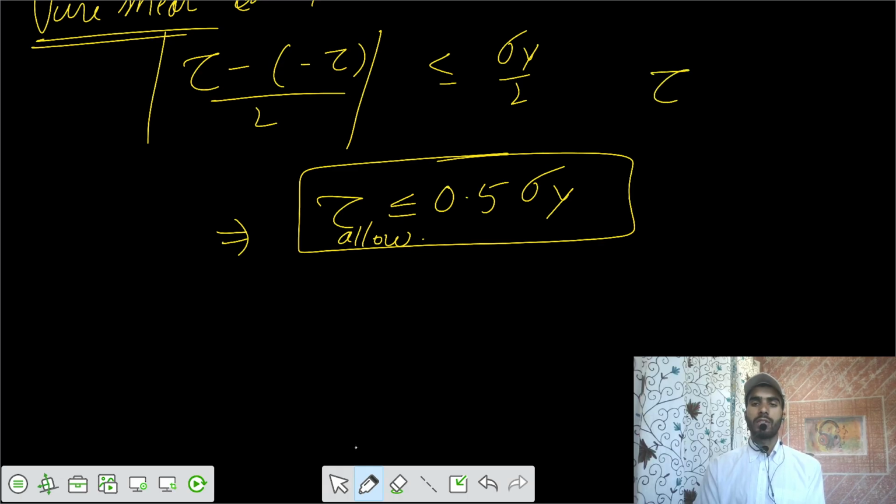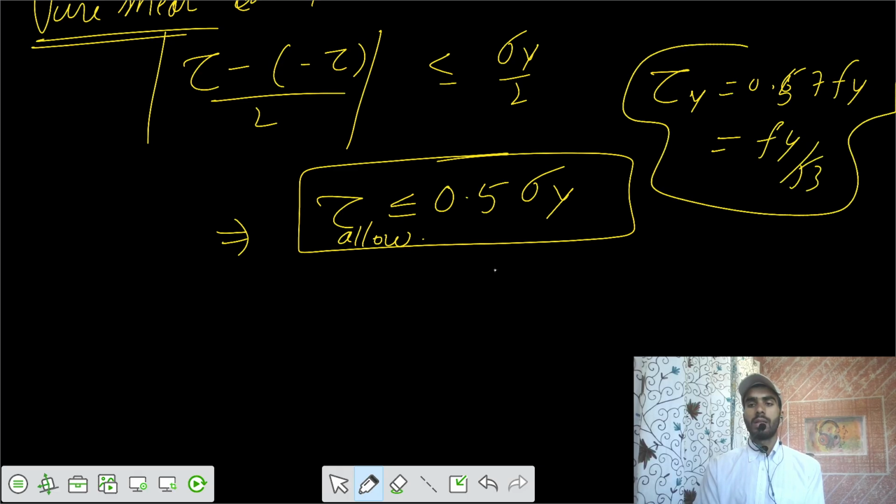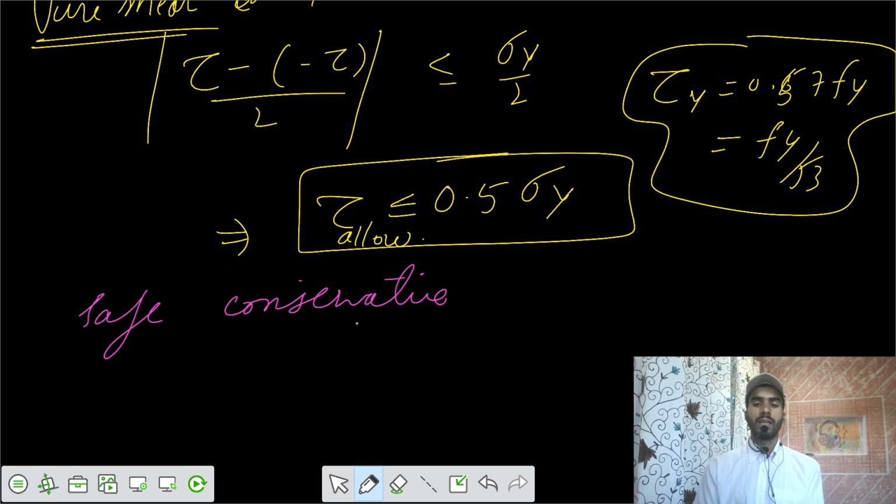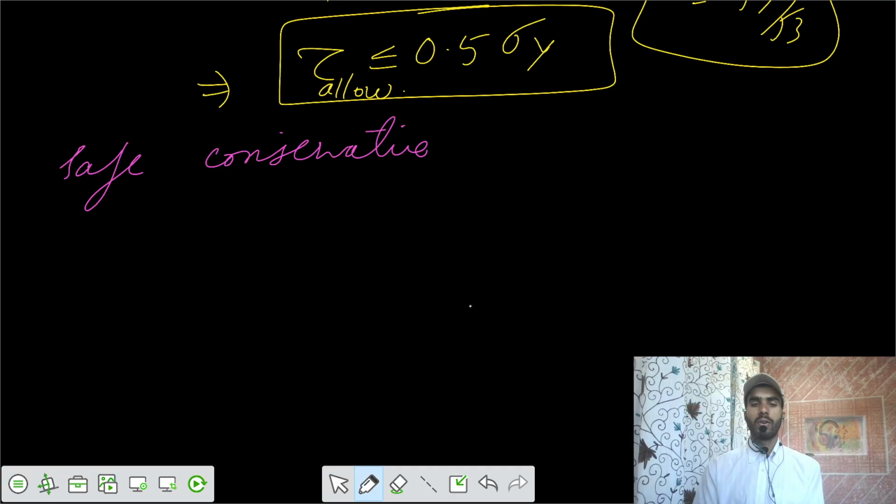But we know that the shear strength of the material equals 0.57 Fy, that is Fy by root 3. So that strength is greater than the allowable stress. That means this method is safe, or conservative. So this method is best. We can say this is a conservative method for ductile material.